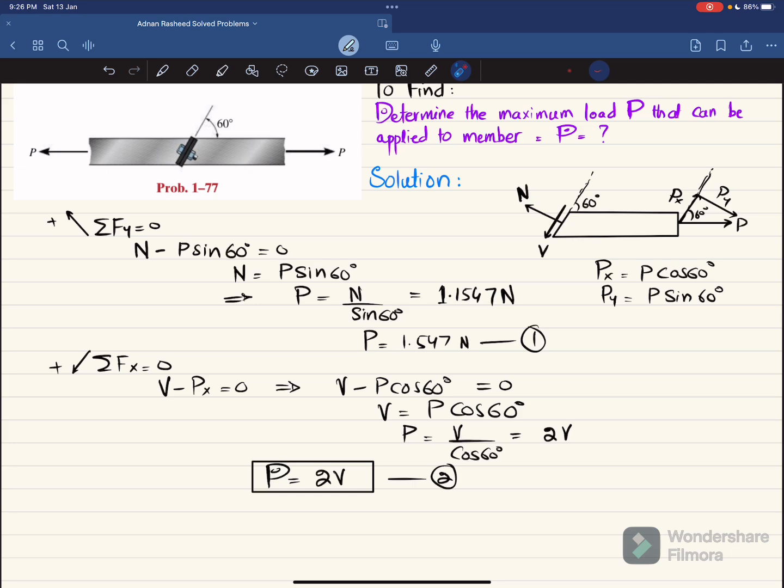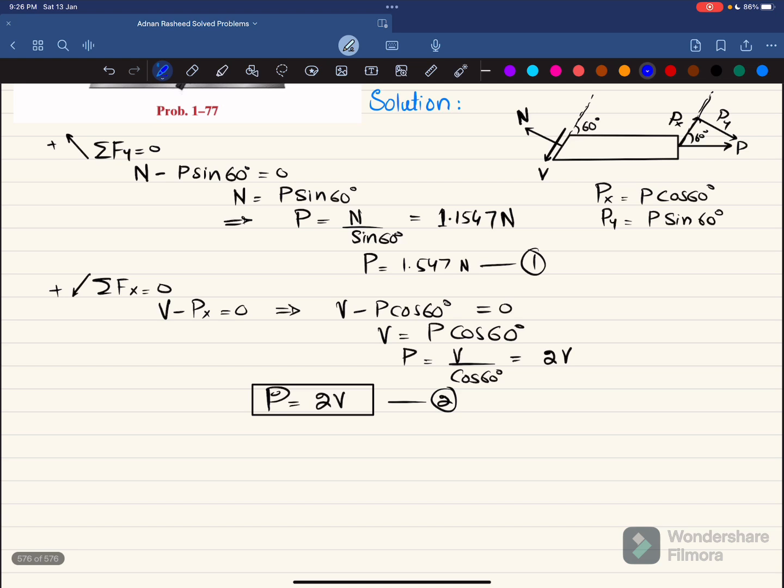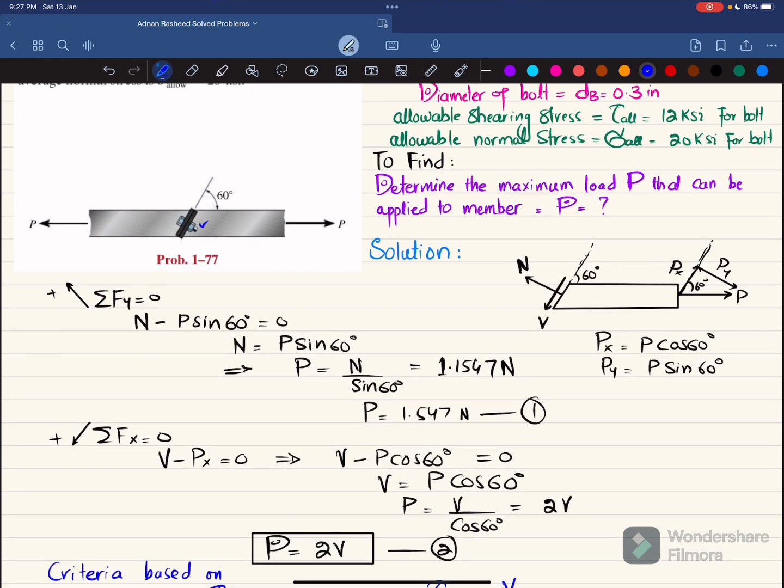Now you can see that here in 1, P is based on the normal force, and here in 2 it is based on shear force. So what we are going to do is that we will first apply a criterion based on allowable shearing stress. So we know that allowable shearing stress is equal to V divided by area, since there are two bolts, one on this side and the other one on the other side.